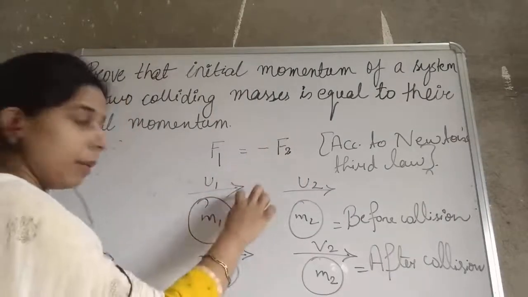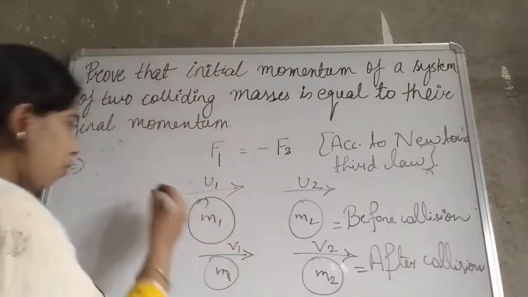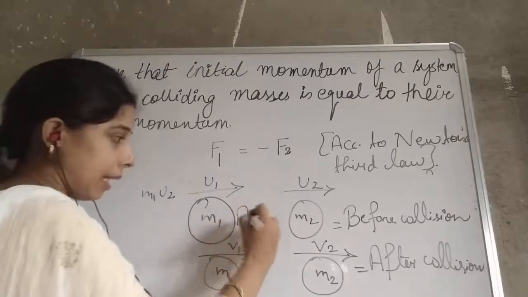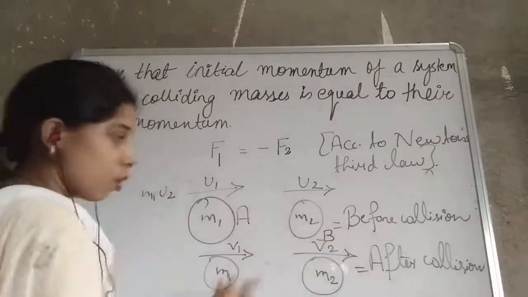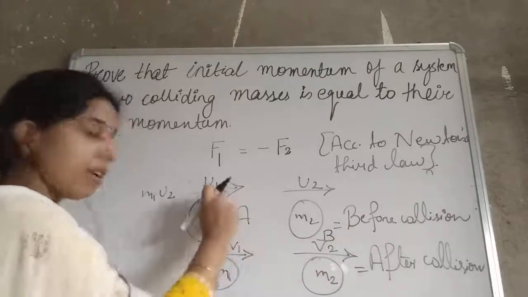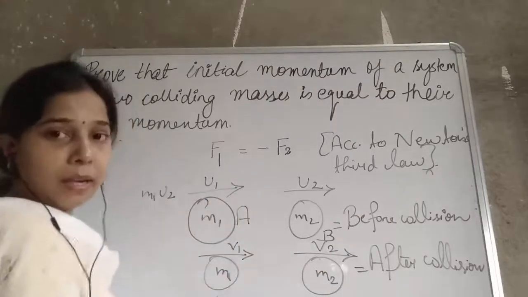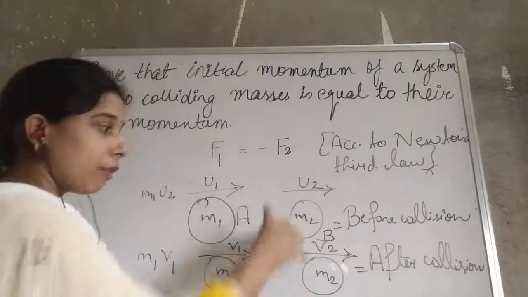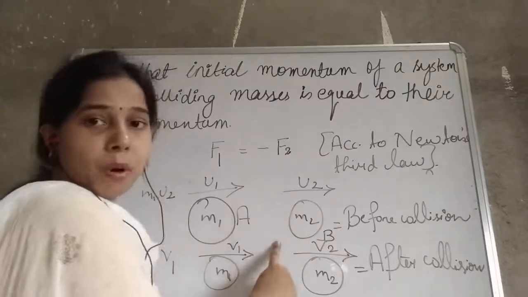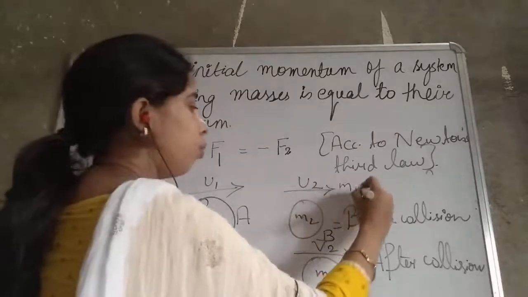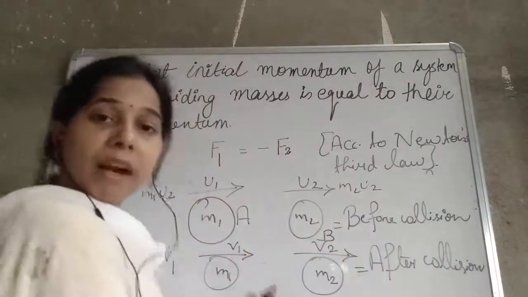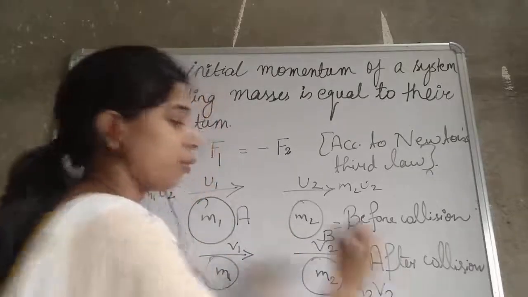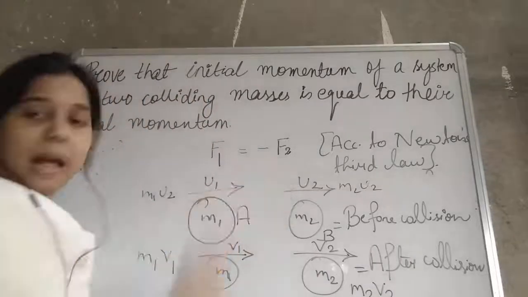So here the initial momentum of this body, suppose we take it as object a and the other as object b, the initial momentum of a was m1 u1, and the final momentum of a becomes m1 v1. Same with the body b. The initial momentum of body b is m2 u2, and the final momentum of body b is m2 v2. Now we will put the values here.